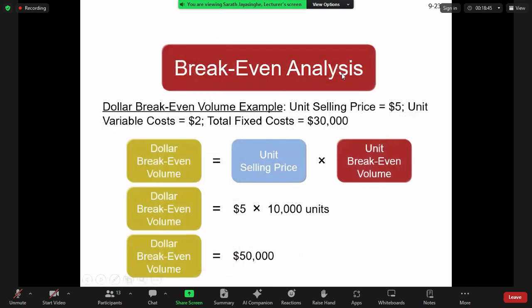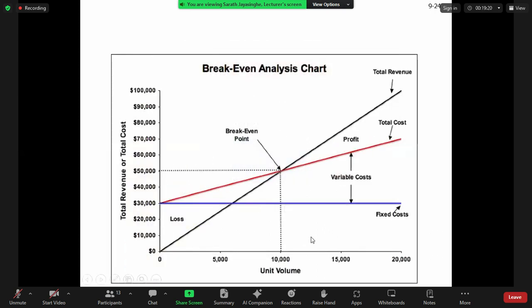Then the break-even analysis, dollar break-even volume example. You can calculate the dollar amount with unit selling price 5, unit variable cost 2, and total fixed cost 30,000. Dollar break-even volume equals unit selling price times unit break-even volume. The unit selling price is $5 and the unit break-even volume is 10,000. According to this formula, the dollar break-even volume is 50,000. This is the break-even analysis as we have seen many times.